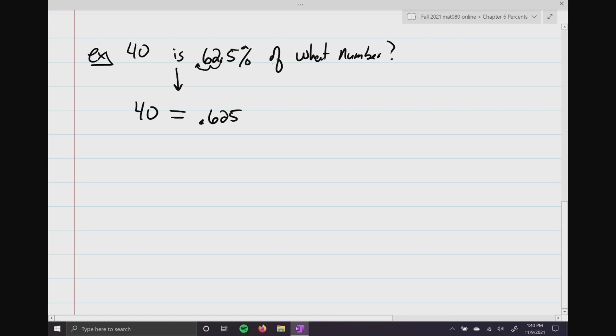Here's the word of. So that's multiplication. Of what, you say? Well, you don't know because it says what number. So we have 40 equals 0.625 times x. So I'm just going to write it again real quick. Now to solve this, you will divide both sides by 0.625.